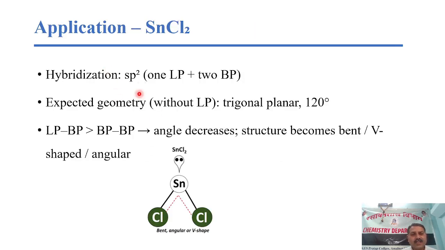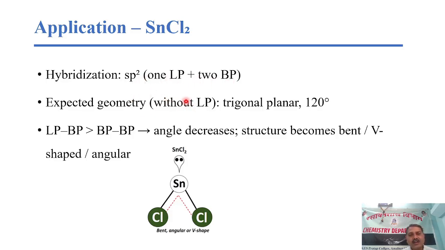Then we will see the application of VSEPR theory to the SnCl2 molecule. In the SnCl2 molecule, Sn is the central atom. It is surrounded by 2 chlorine atoms. Sn belongs to group 14 elements. So it has 2 bond pairs of electrons and 1 lone pair of electrons. So the expected hybridization is sp2, having 1 lone pair and 2 bond pairs of electrons.